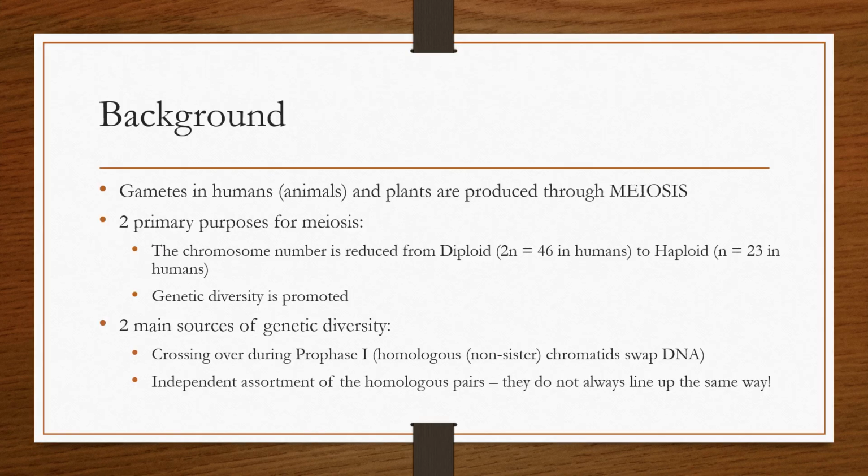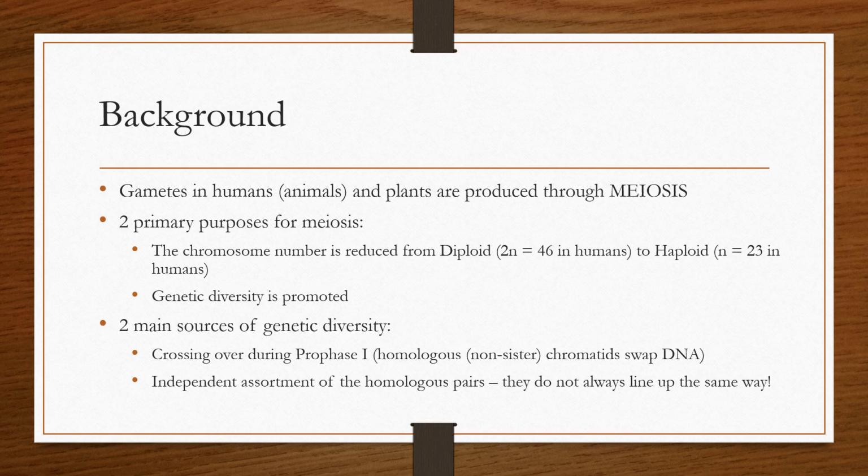A little bit about meiosis. Gametes in humans and plants are produced through meiosis. Two primary purposes for meiosis are that the chromosome number is reduced from diploid, which is 2n equal to 46 in humans, to haploid, which is n equal to 23 in humans, and that genetic diversity is promoted.